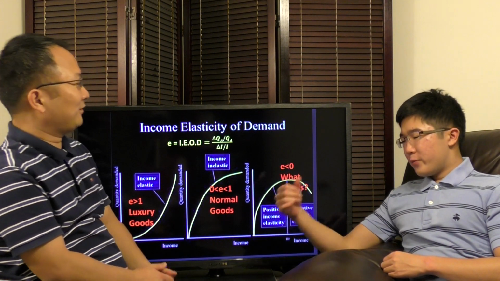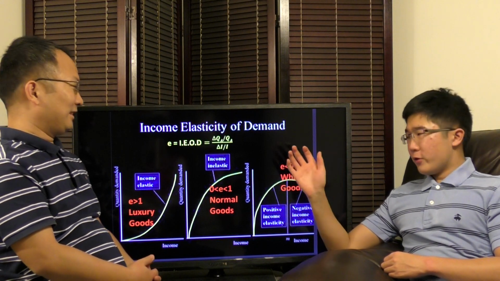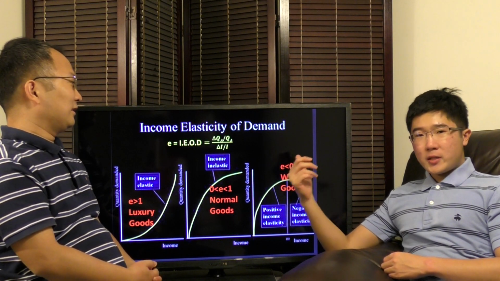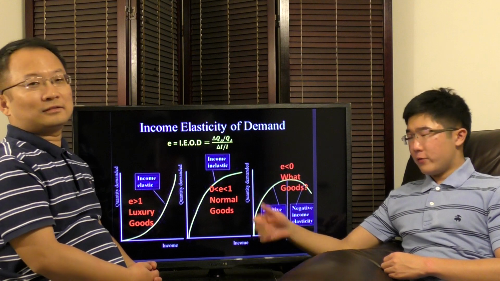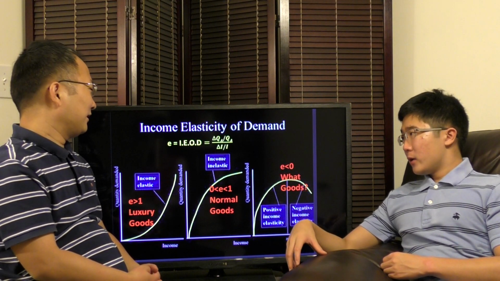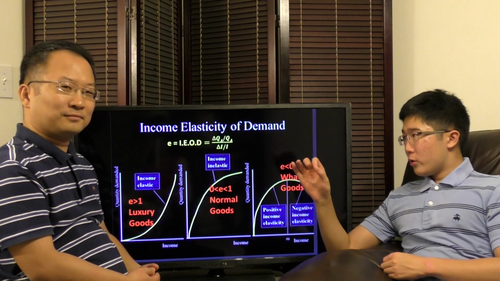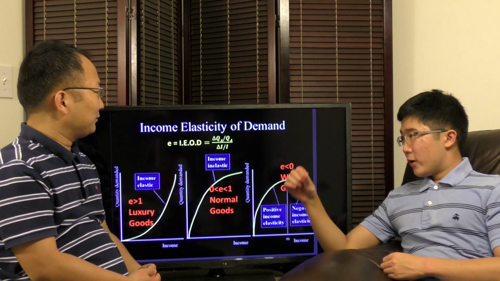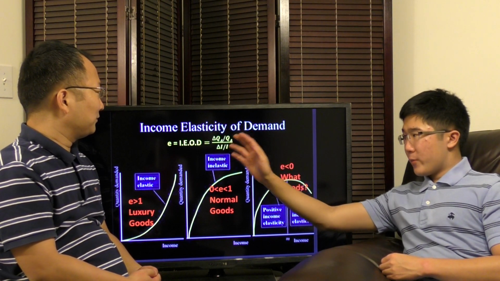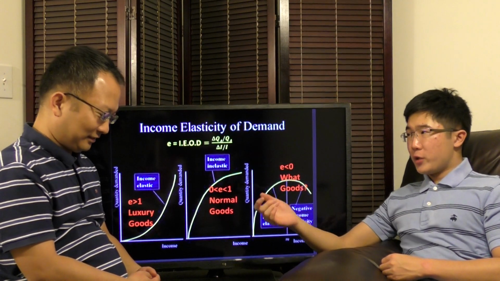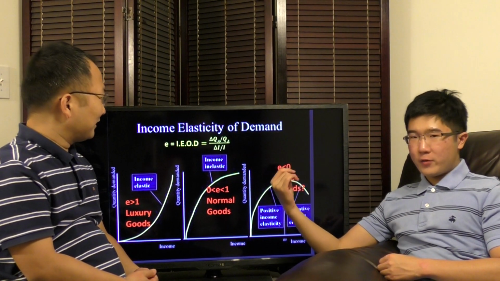It's probably very obvious now, but just for you to quickly think about: if the income elasticity of demand is less than 0, is negative, what type of good is this? Basically, the change in quantity demanded is negative compared to the relative change in income level. So this is a very obvious example.